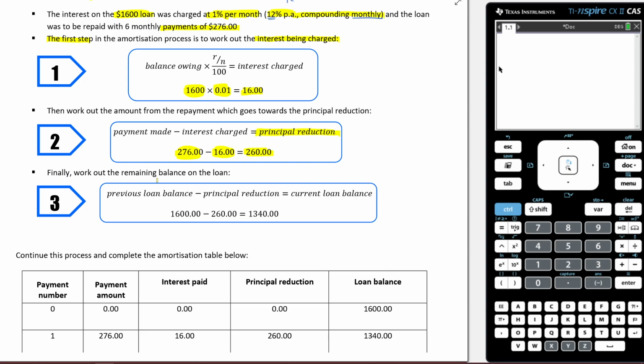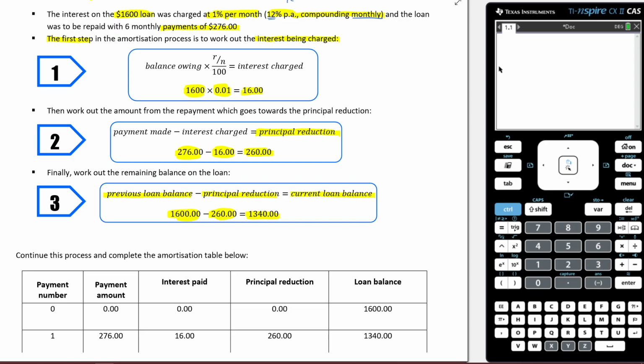Finally, work out the remaining balance of the loan. So if I take the previous loan balance and subtract the principal reduction, I'll get the current loan balance. So remember, she took out $1,600, and at the end of the first month, we know that we're going to be reducing it by $260. So that's my principal reduction there. So therefore, my current loan balance will be $1,340.